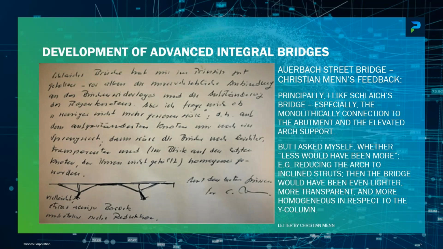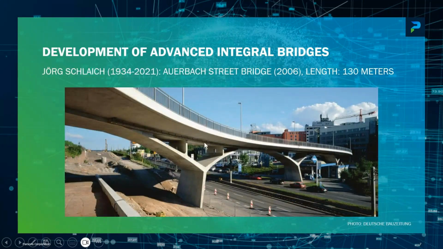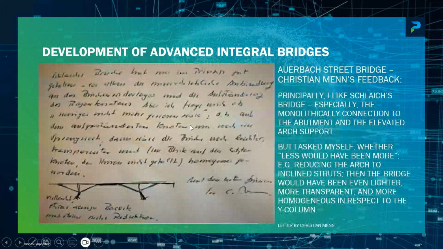And what he means with this, reducing the arch to inclined struts, then the bridge would have been even lighter, more transparent, and more homogeneous in respect to the Y column. And you see here on his sketch what he had in mind. So when you compare his sketch with Schleich's design, you see that Schleich had here basically a load path where you have to go here to the left into this column, and then you come back. And what Menn is doing, he has a column right over this inclined column so that you have a direct load path, and he keeps these members straight. So he tries to reduce things, to simplify things, but you see he has still aesthetics in mind.